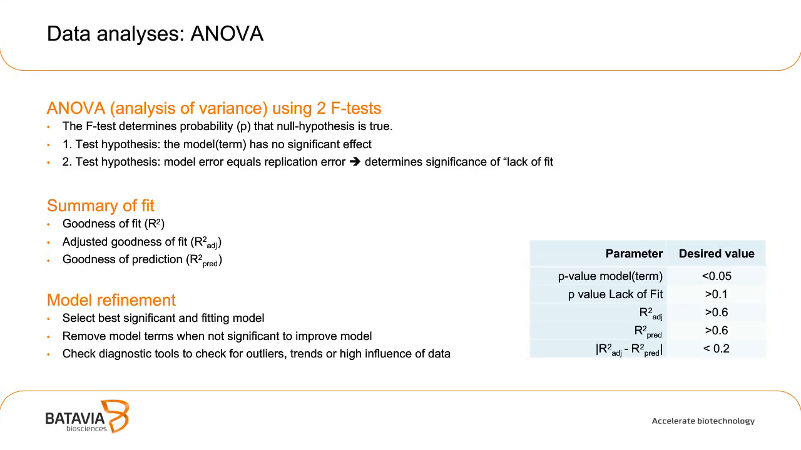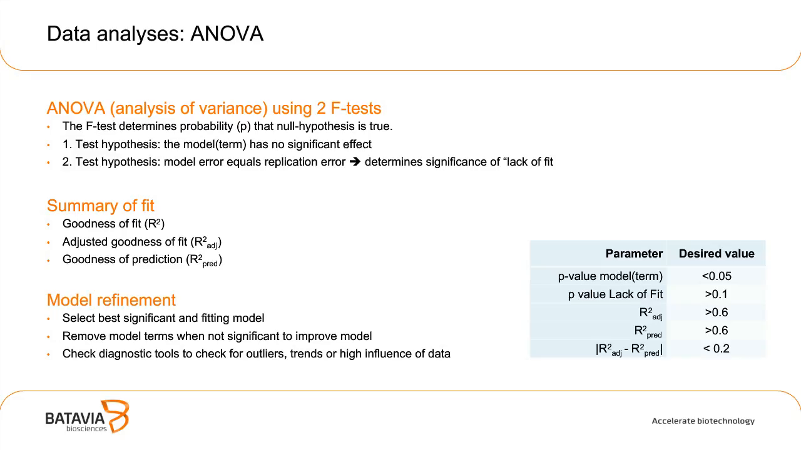So what the F-test gives you is a probability that the defined hypothesis is true. And in DOE you basically have 2 F-tests you can perform. One is a hypothesis that says that the model or a model term in the model has no significant effect on your response. And of course you want to get a significant model, and you only want to have significant model terms. So the desired value, as is given in the table on the right hand side, is that the probability that this hypothesis is true should be very low, because you want the model to be significant.